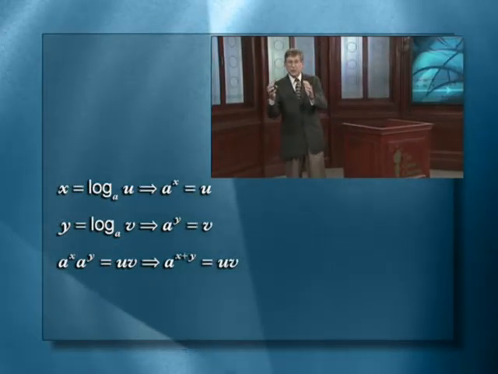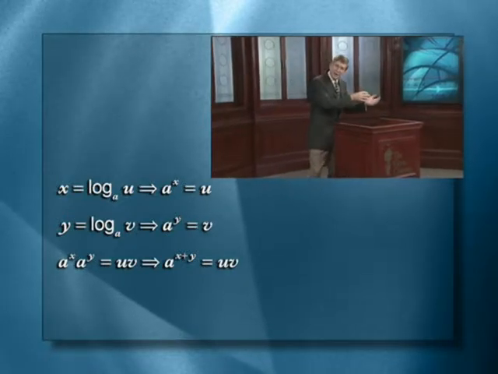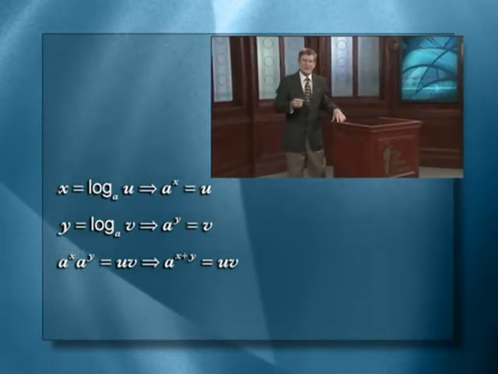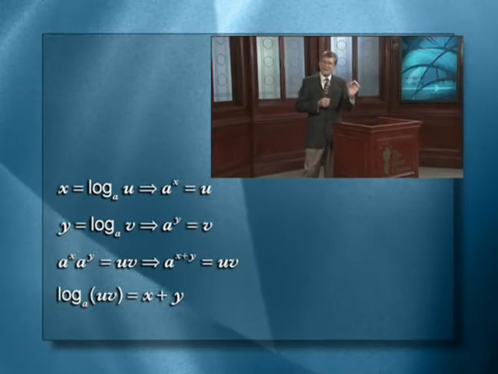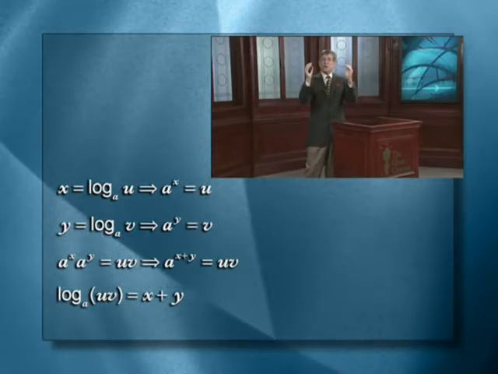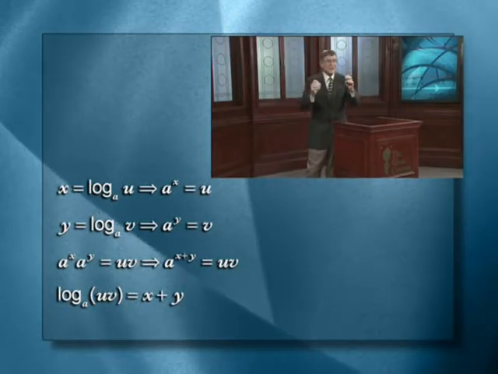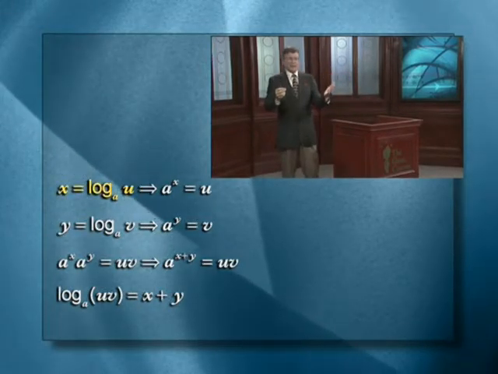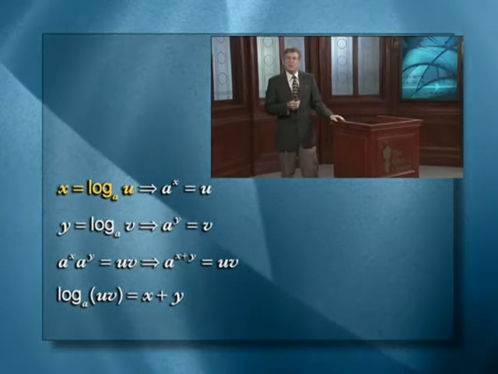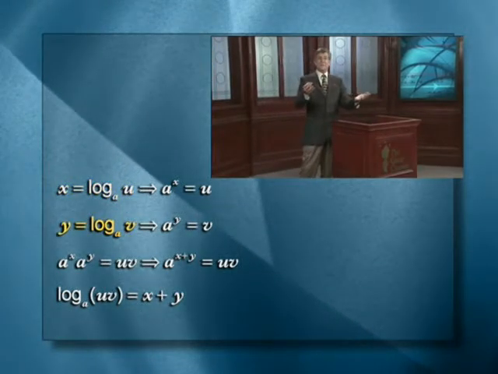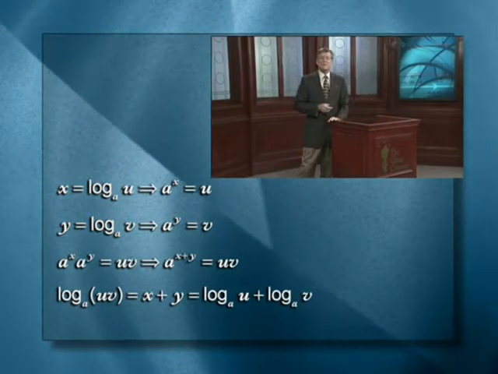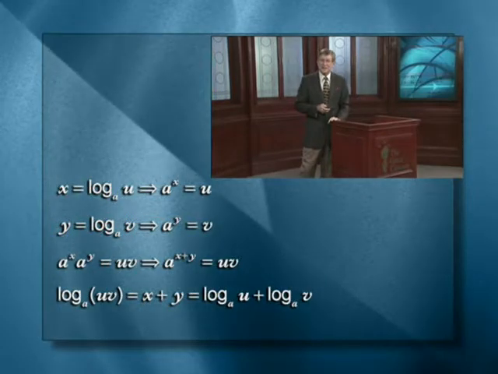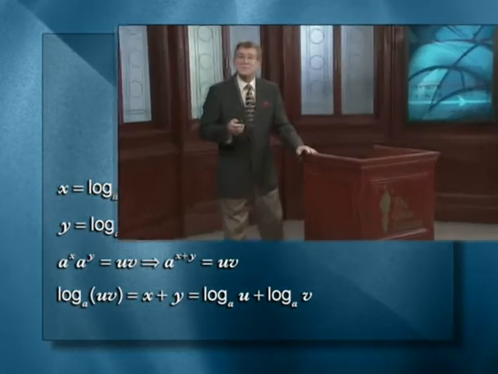That's an exponential equation. Convert it back to a logarithmic equation. It would be log base a of the quantity uv, the product uv, equals x plus y. And lo and behold, what's x? Oh, x is log base a of u. What's y? Log base a of v. And bingo, we've proven it. Congratulations, you did a mathematical proof.